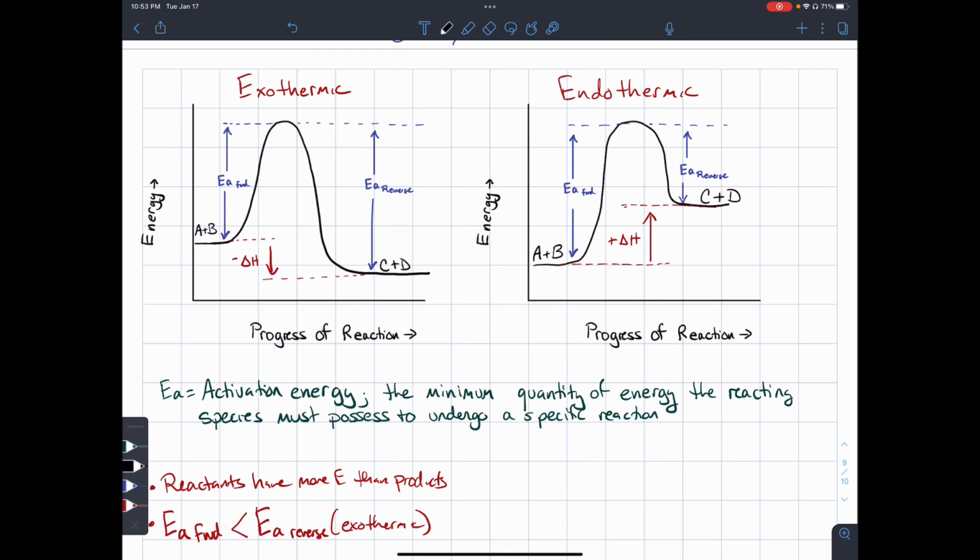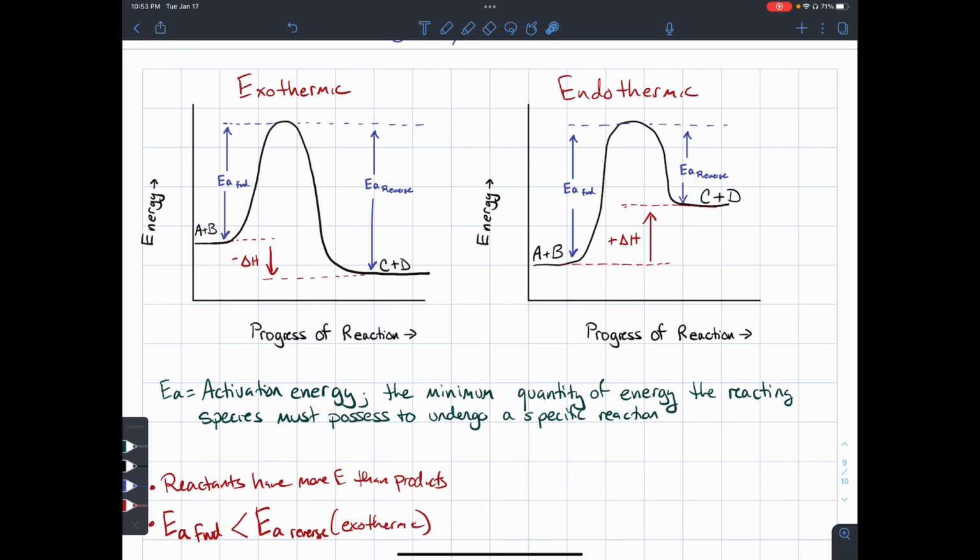Hopefully you've seen a graph like this before. Let's practice reading them. The graph on the left shows the progress of the reaction on the x-axis and the amount of energy on the y-axis. The curve that you can read in black starts with the reactants AB, and then the curve increases on the energy axis, right? It has this peak, and then it falls, and then it ends with the products CD.